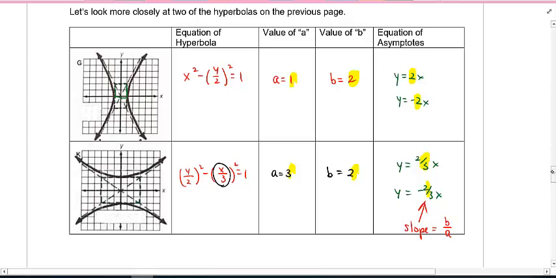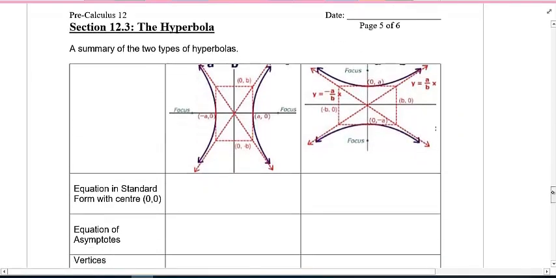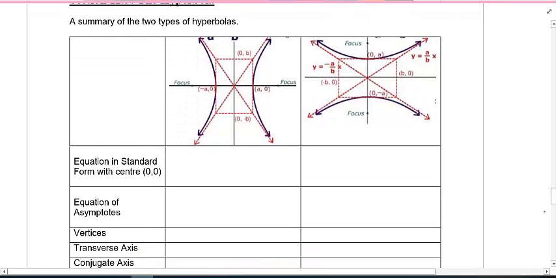Okay, so let's see if we can summarize this now. There are two types of hyperbolas, once again. Equation in the standard form with center 0, 0. I want us to write that out. That's just really standard (x over a) all squared minus, once again, (y over b) all squared equals 1, because, once again, the a value is the horizontal expansion. The b value is the vertical. The equation of the asymptotes, what we just found out, is just plus or minus b over a, which is the slope, times x.